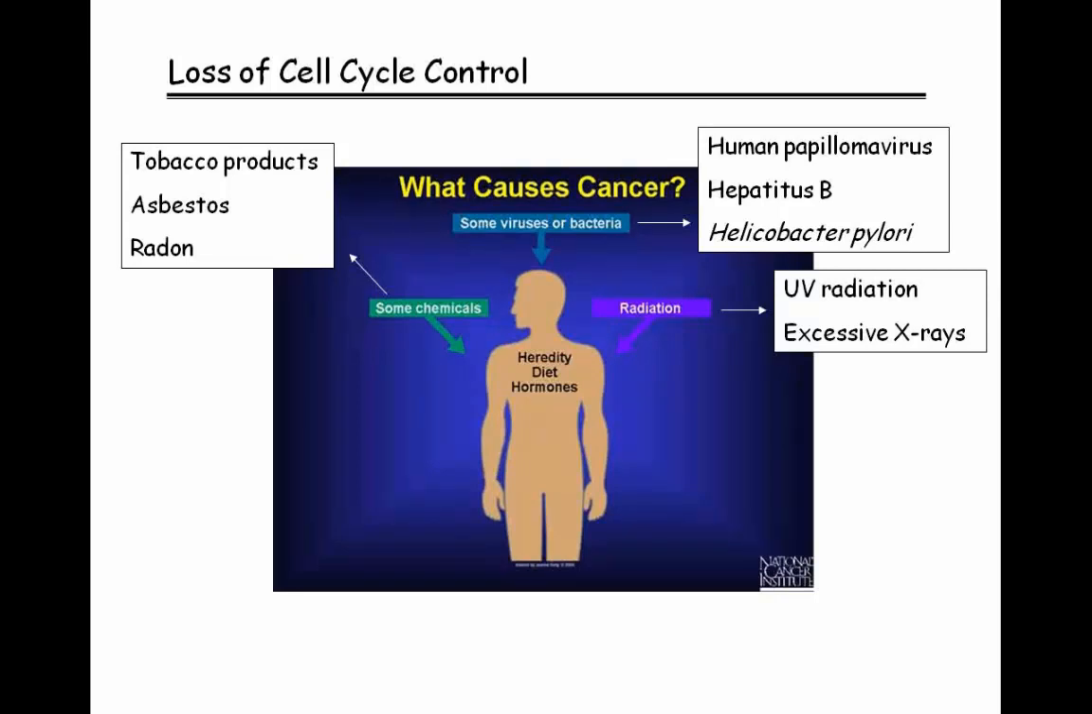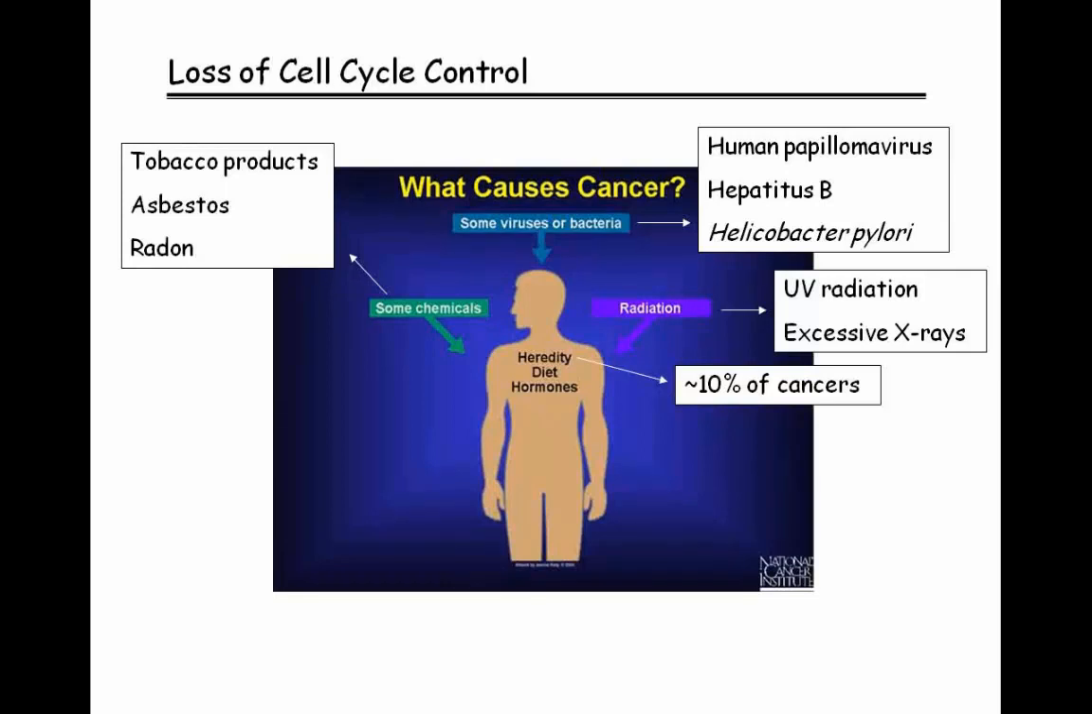Now, while all of those things are things that we find in our environment, heredity, diet, and hormones also play a role in causing cancer. A lot of times people are most concerned with whether or not cancer runs in their family, but this middle part here is really only responsible for about 10% of cancers. So what that means is that 90% of cancers are due to some kind of environmental exposure to chemicals, viruses, bacteria, radiation, things of that nature. So those may be intentional or unintentional exposures, but they are causing about 90% of cancers.